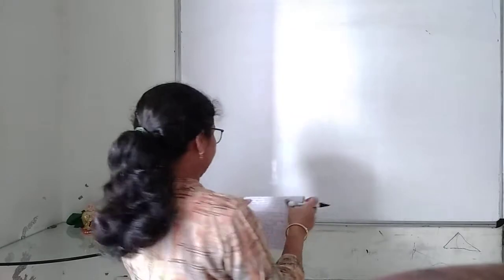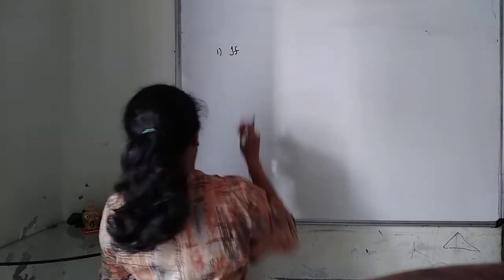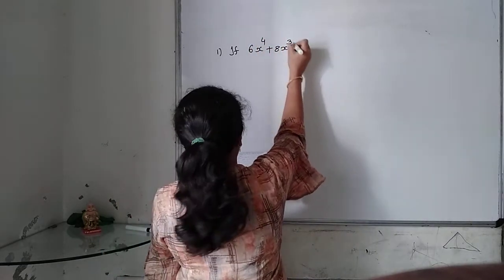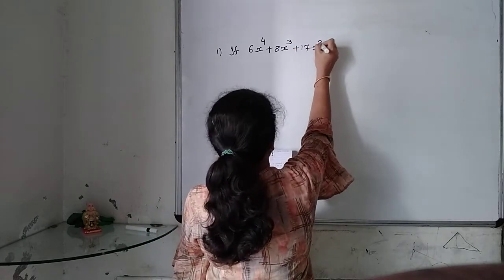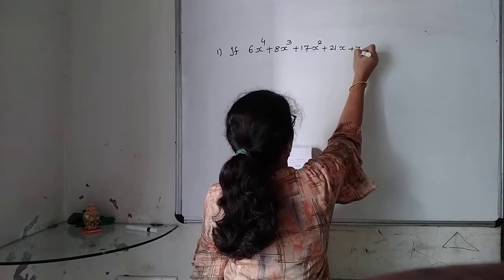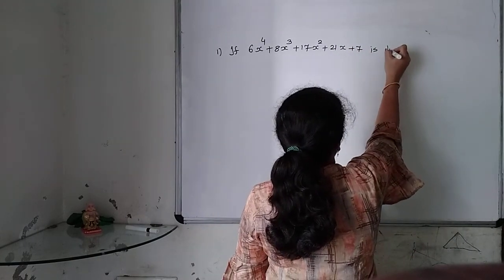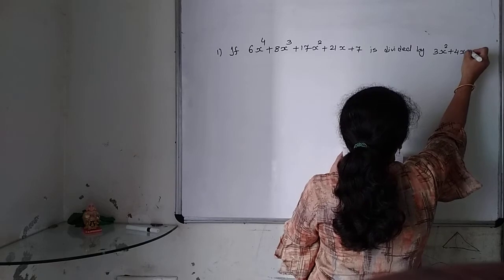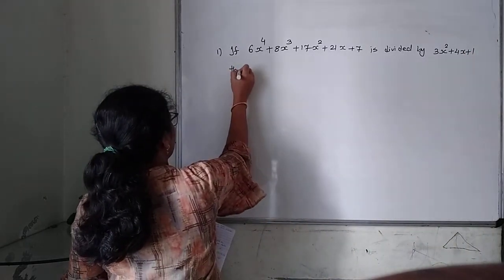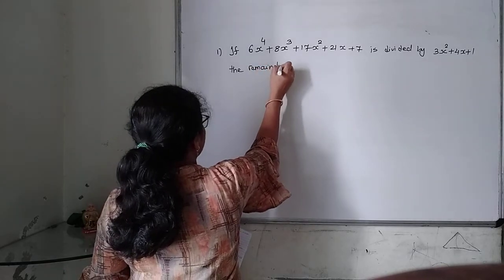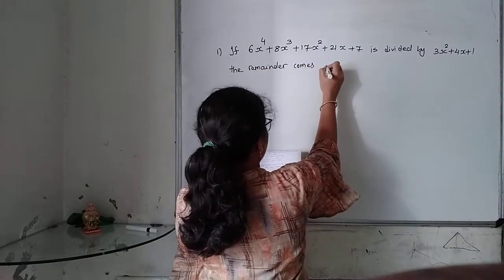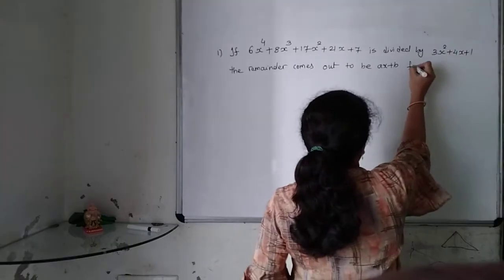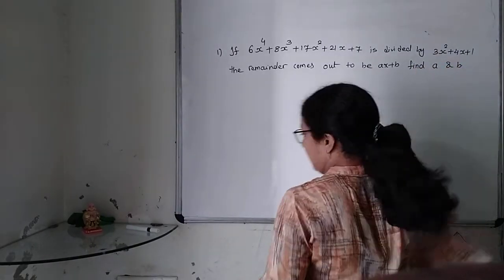Now the first is: if 6x raised to 4 plus 8x cube plus 17x square plus 21x plus 7 is divided by 3x square plus 4x plus 1, the remainder comes out to be ax plus b. Find a and b.